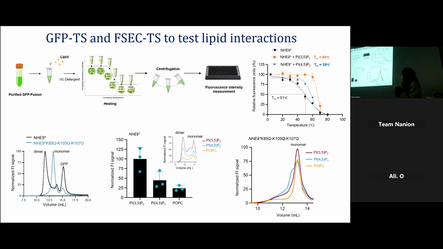And we took this lysine mutant and tried to dope it with the lipids, and we could see that there's no shift to the dimer. So it was mostly monomer.